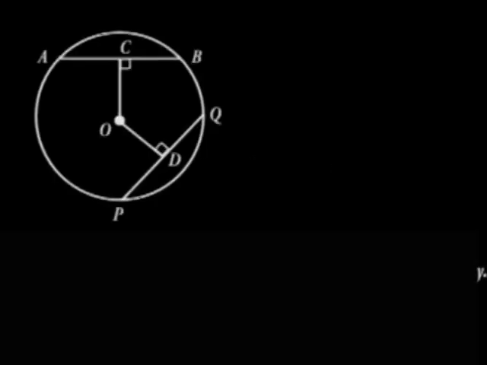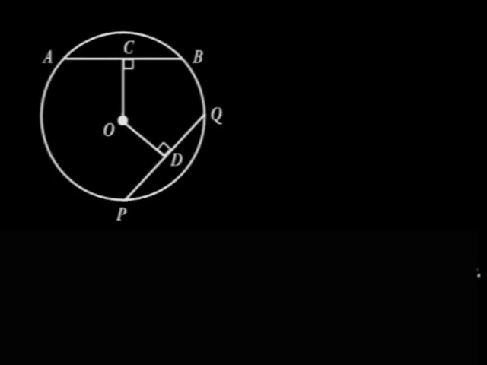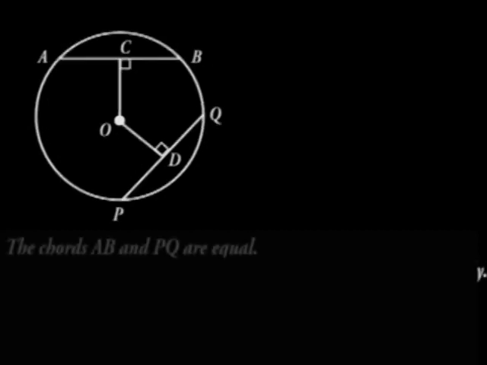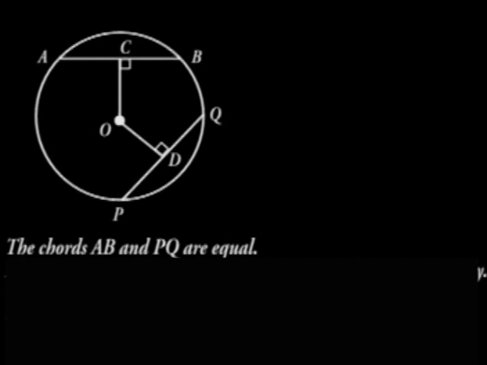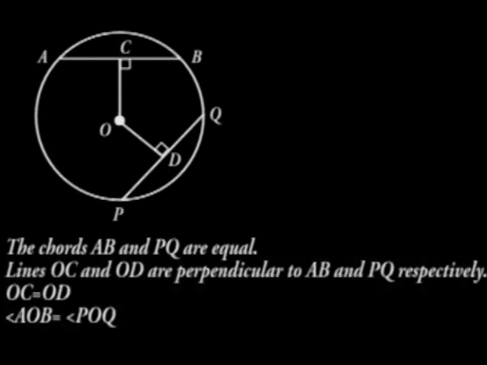Look at equal chords. Consider the circle below. The chords AB and PQ are equal. Lines OC and OD are perpendicular to AB and PQ respectively. Experimentally, OC is equal to OD. Angle AOB is equal to angle POQ.